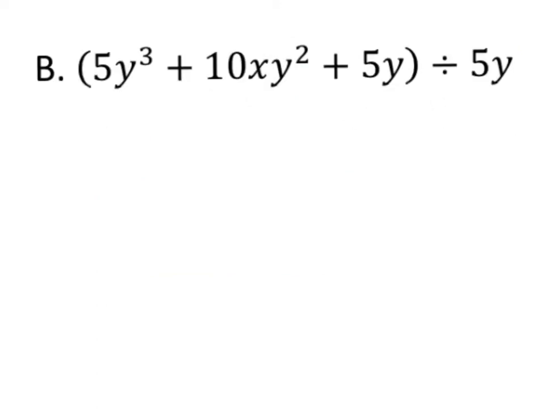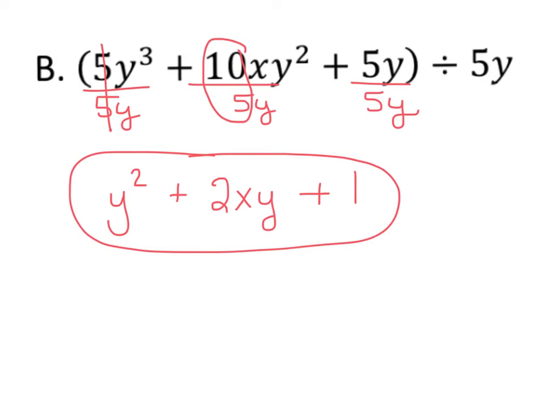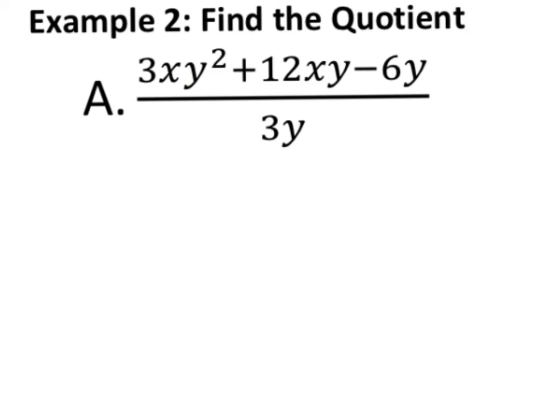And we don't have any like terms we can combine, so that's the final answer. Let's see if you can try example B on your own. Hopefully you got this for your final answer. What happens is those 5's cancel out and they really equal 1, but you don't have to write that 1 right there. 10 divided by 5 is 2. Nothing cancels the x out, and 1y is left. And then last, 5 divided by 5 is 1, and the y over y is also 1.